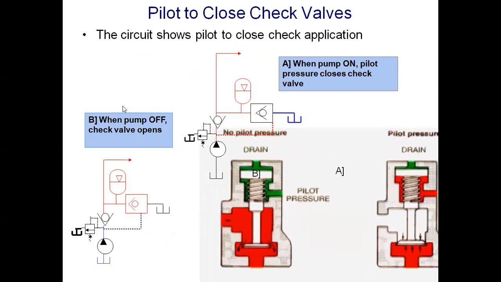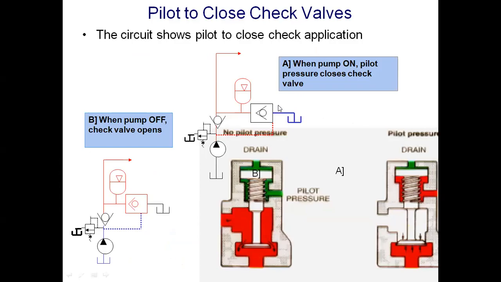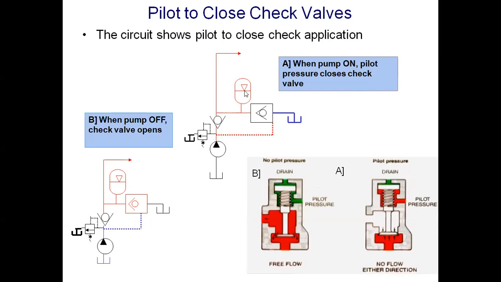Pilot to flow check valve, the circuit shows the pilot to flow check valve application. When pump on, pilot pressure crosses check valve; when pump off, check valve open. In this way, merit and demerit of poppet valve. See here, this is the circuit. When pump on, pilot pressure crosses check valve. See here, pump on. Here, this is check valve. This is open. When pump off, check valve open. See here.